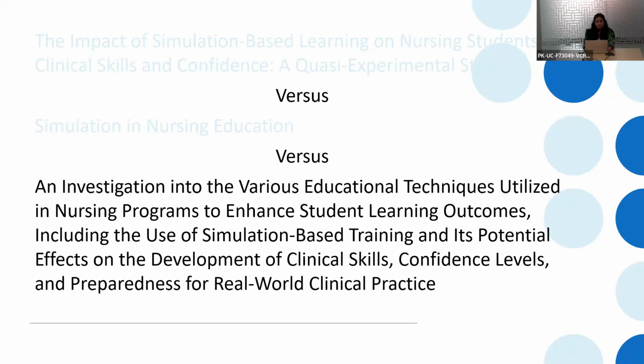Versus this one: an investigation into the various educational techniques utilized in nursing programs to enhance student learning outcomes, including the use of simulation-based training and its potential effects on the development of clinical skills, confidence levels, and preparedness for real-world clinical practice. Now, see, this is too wordy. Many words can be removed from this, and by the time you read the last sentence, you forget the first sentence. This will happen to the reviewers as well. They will not clearly understand what you are trying to say, and the title gives the first impression. So it is likely that they will say, okay, we'll see whether we should accept it or not. So again, reiterating: the title should be complete, but not too wordy. It should be very concise and give a crisp understanding of your research.